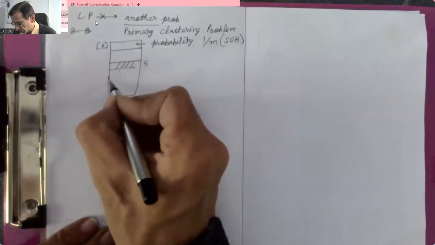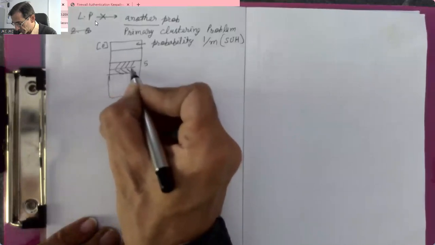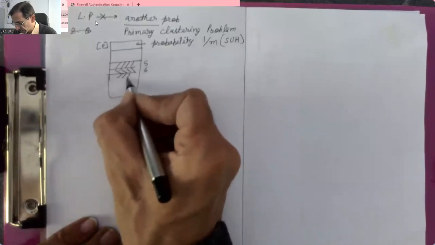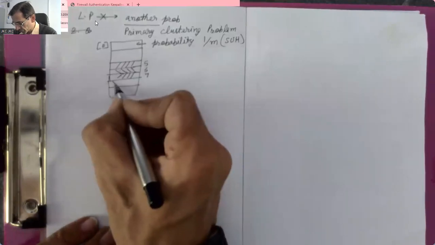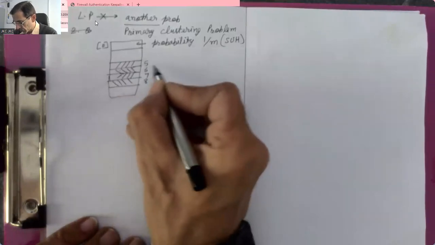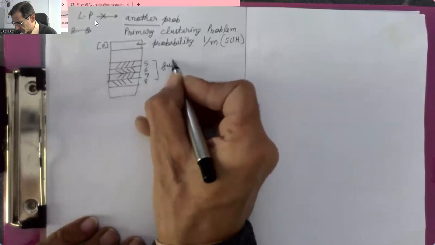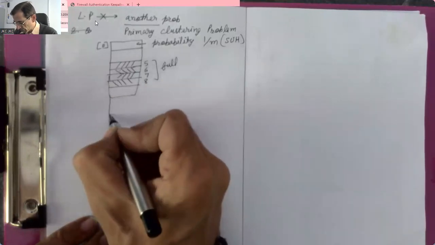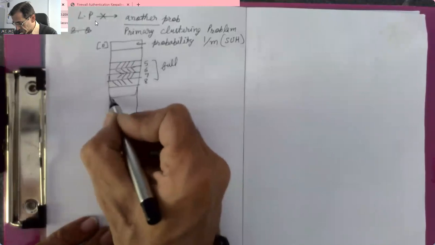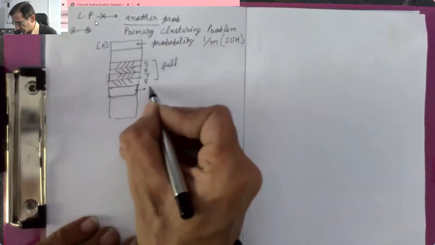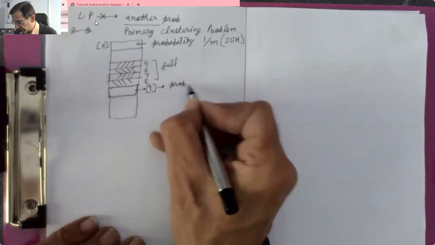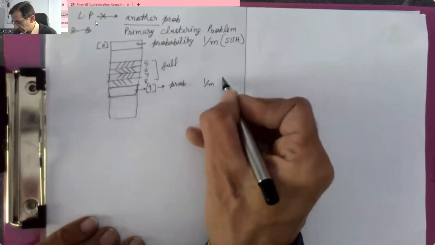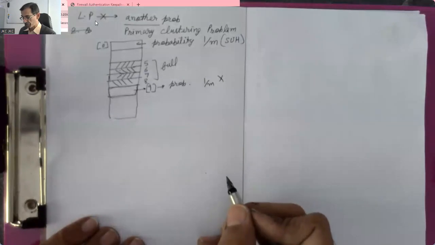Location 6 is also full. Location 7 is also full. Location 8 is also full. All are full. Now, what is the probability of filling the 9th location? Ideally it should be 1 by m, but it is not 1 by m anymore.